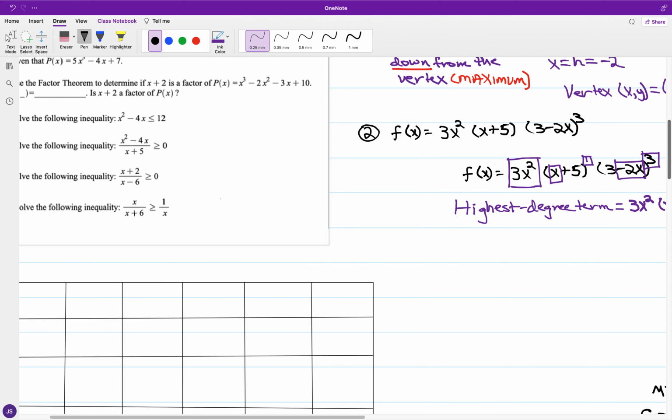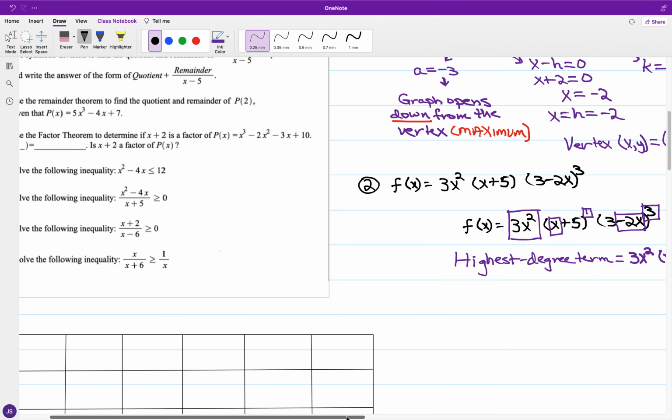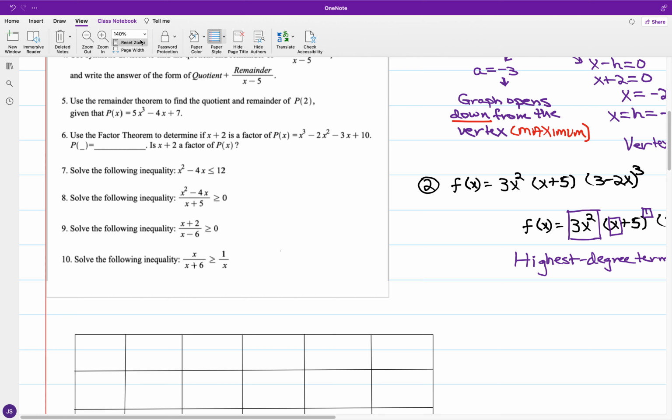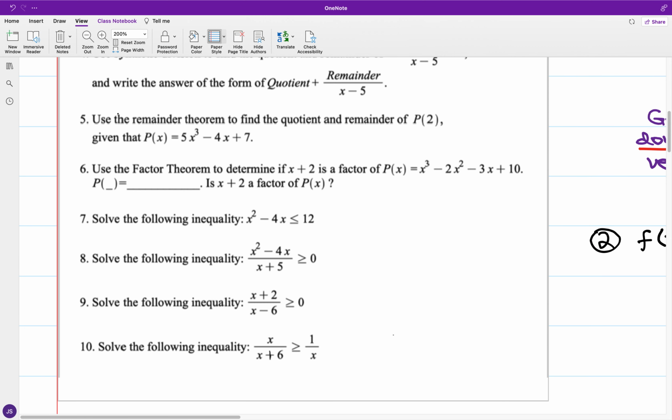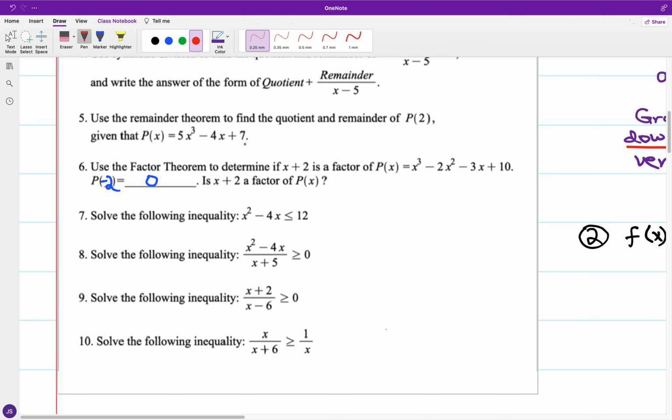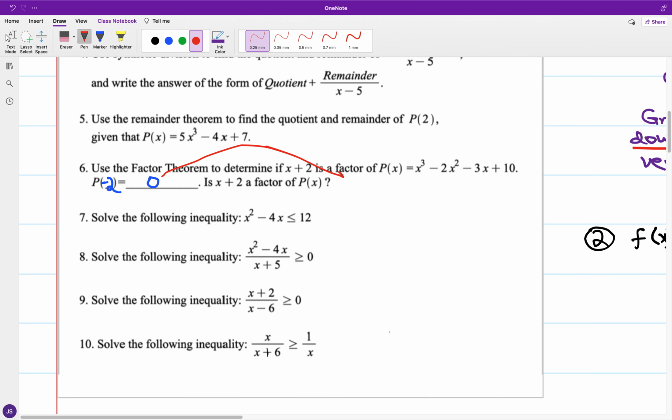So just relaying this back to what we have in number 6, just for the numbers here, let me see if I can zoom in a little further. For the result here, we have p of negative 2 is equal to 0, and is x plus 2 a factor of p of x? Well, since we had the remainder to be 0, the answer to that question is yes.